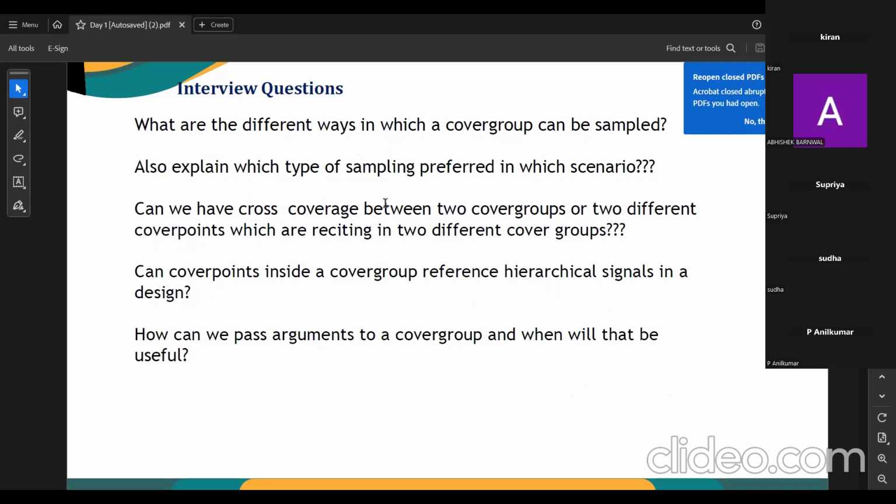If you are going for any interviews further also, just go through at least the interview questions which we have discussed, because most of the sessions we do a recap every day. But these interview questions are tricky. You will think that the cross of cover points is possible, so cover groups is also possible. That's not the case. So just go through it once.